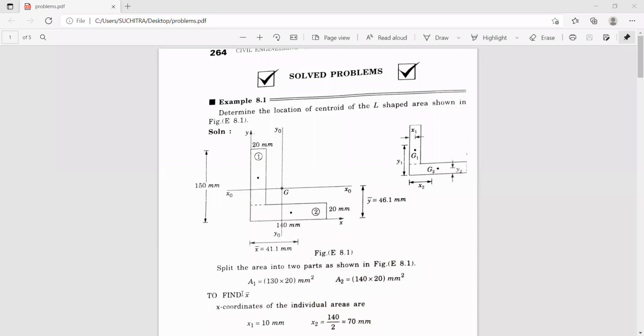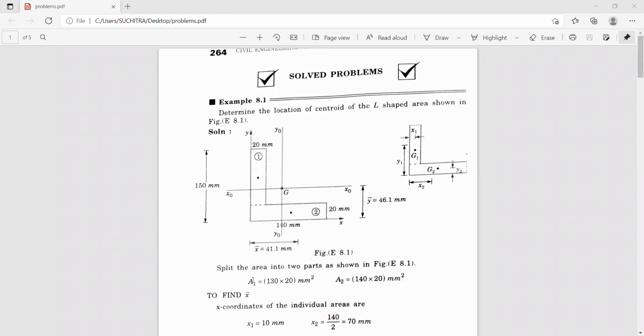Now we have to find X bar, that is the X coordinate distance, and also the Y coordinate distance. We know the equation that X bar is equal to A1 X1 plus A2 X2 plus A3 X3 plus up to An Xn, divided by the whole area. Similarly, y bar is A1 Y1 plus A2 Y2 plus A3 Y3 plus up to An Yn, divided by the total area. Now, the total area of this figure is sigma A, that is A1 plus A2.